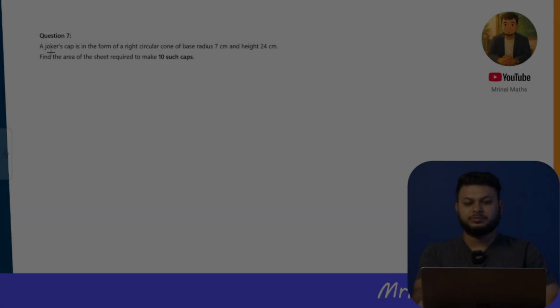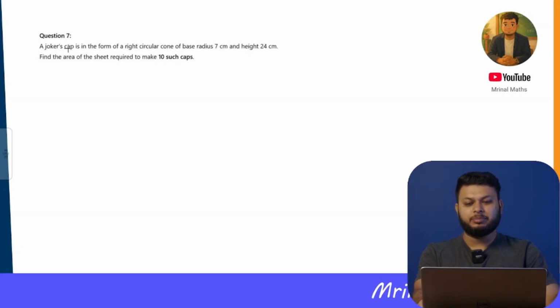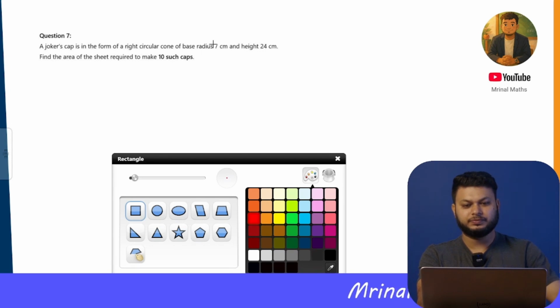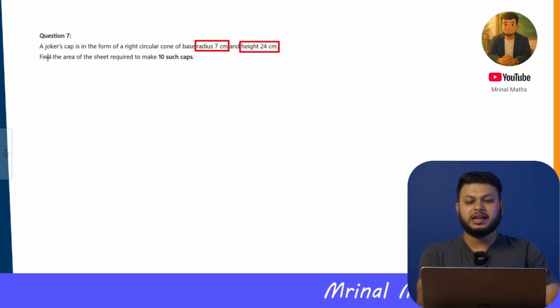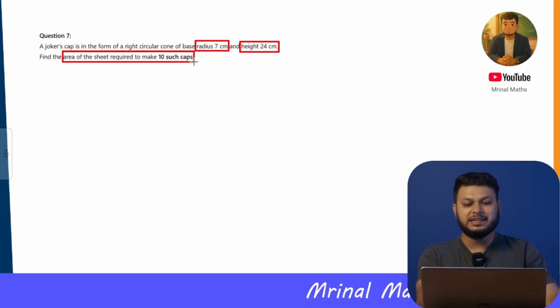The question says, a joker's cap is in the form of a right circular cone of base radius 7 cm, and the height is given as 24 cm. They are asking us to calculate the area of the sheet required to make 10 such caps.